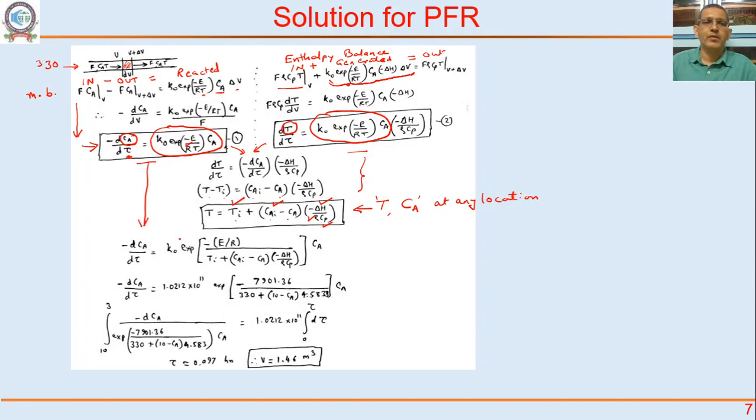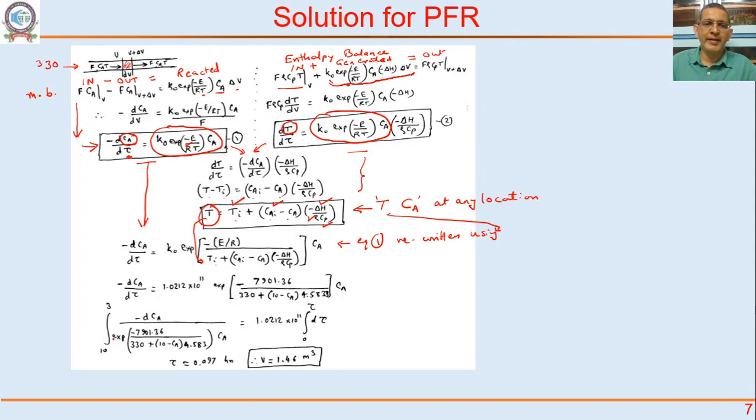Right? So K naught exponent of minus E by R, T, now I can replace as from here, correct? Into Ca. That is our equation 1, rewritten using this expression. Okay. Now you can substitute the values.